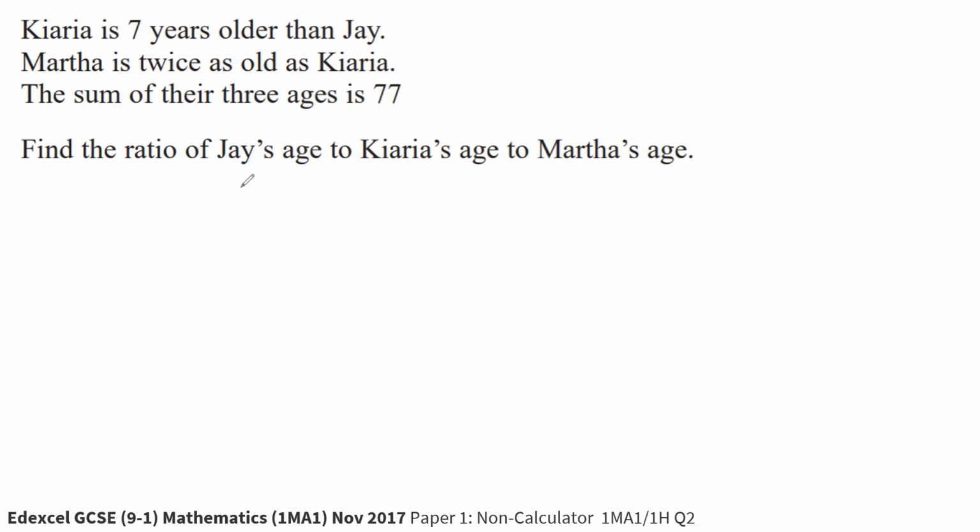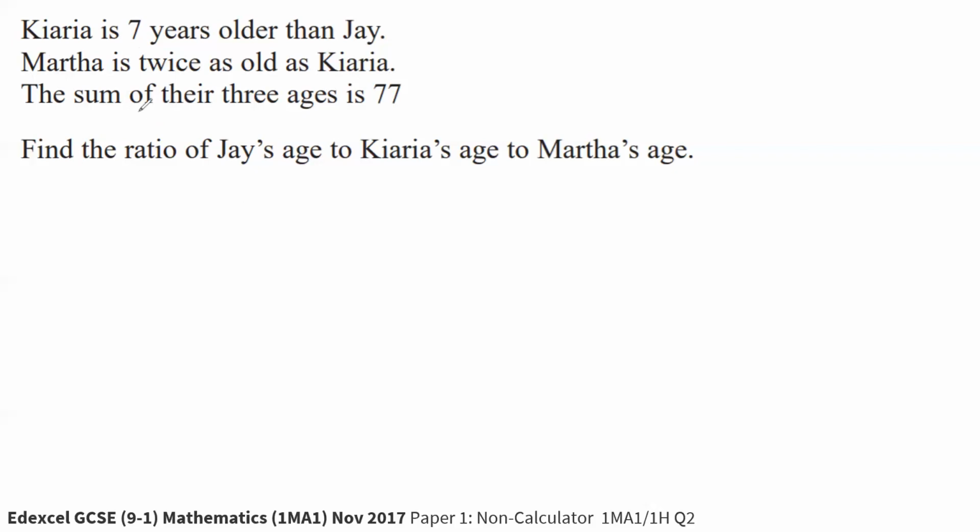Welcome back. If you did get stuck, then I'll go through it with you now. So the information we've been given is that Kiara is 7 years older than Jay and Martha is twice as old as Kiara. And the sum of all three of their ages is 77. And the question is asking you to find the ratio of Jay's age to Kiara's age to Martha's age. So how are we going to go about doing this question?